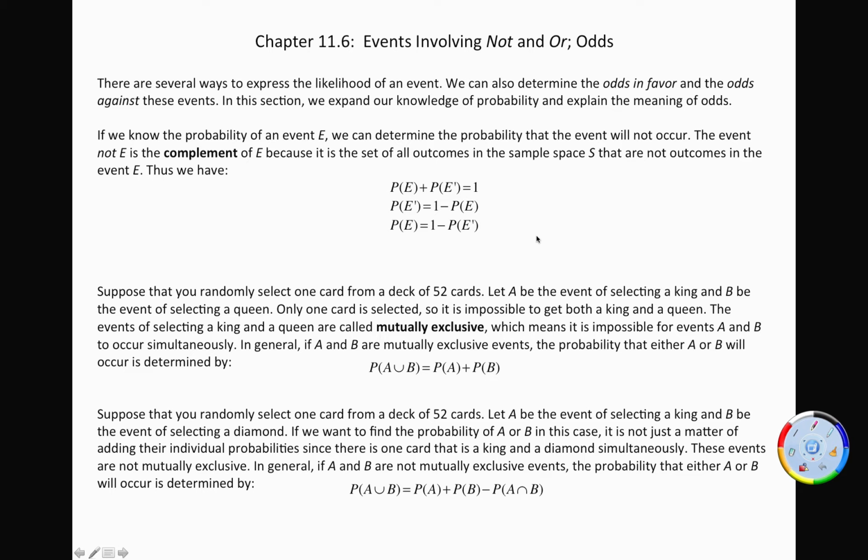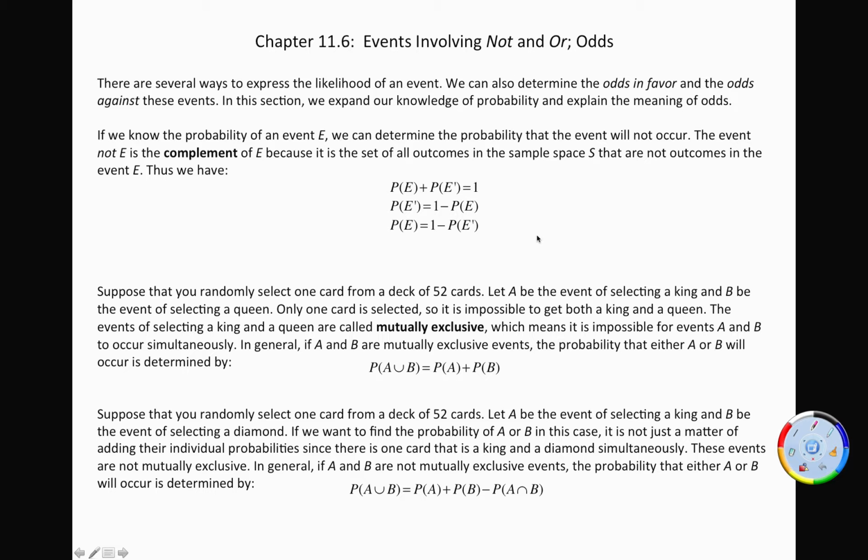Chapter 11.6, Events involving not and or and odds. There are several ways to express the likelihood of an event. We can also determine the odds in favor and the odds against these events. In this section, we expand our knowledge of probability and explain the meaning of odds.